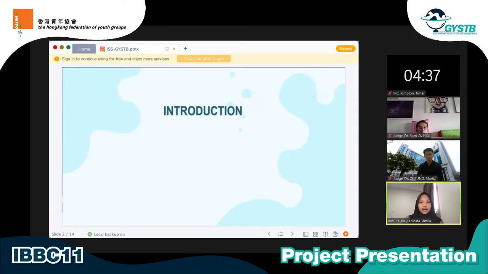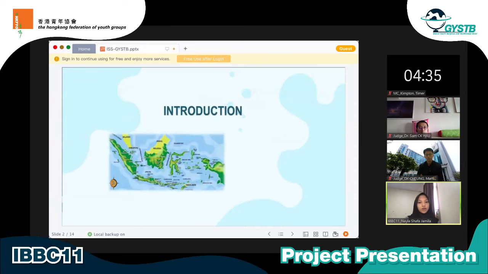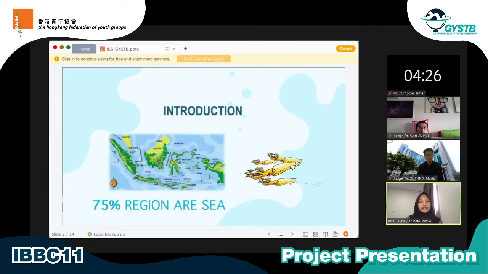As an introduction, Indonesia is an archipelago and the longest coastal country in the world, and 75% of its region is sea, and of course it is famous for its marine products, especially fish and cuttlefish. An estimated cuttlefish production in Indonesia is approximately 283 kilograms a year.